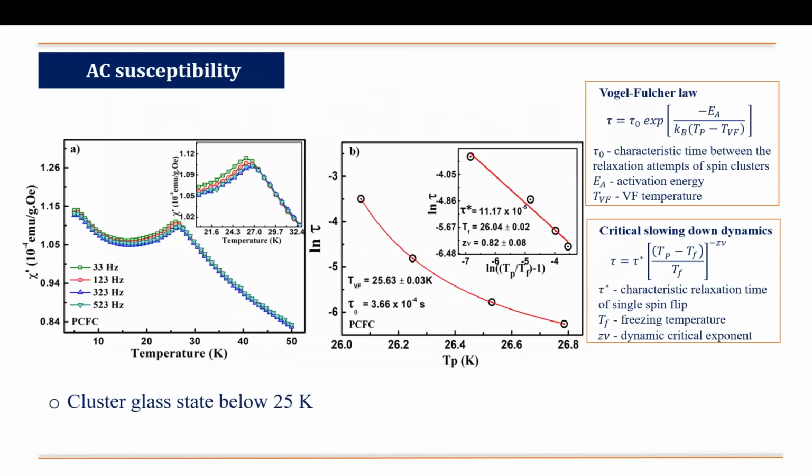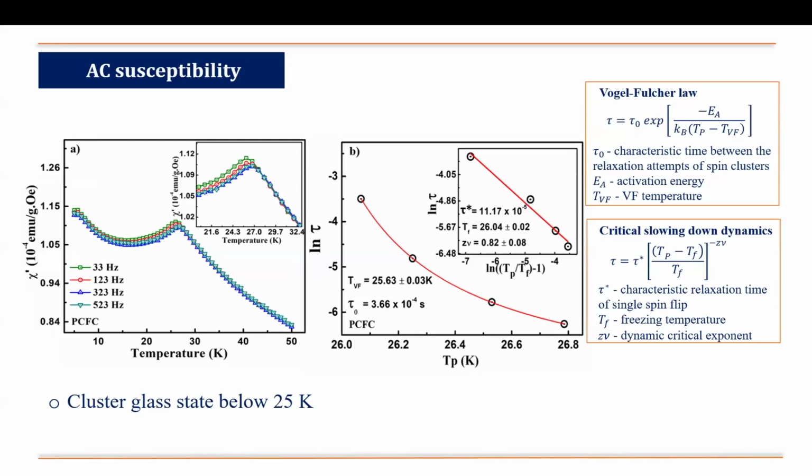Further, to know more about the magnetic transition observed around 25 Kelvin, we have done some AC susceptibility measurements. As you can see, as the frequency varies, the peak shifts to a higher temperature. So this rules out the possibility of any long-range magnetic ordering, and this corroborates with our observation of neutron diffraction profiles.